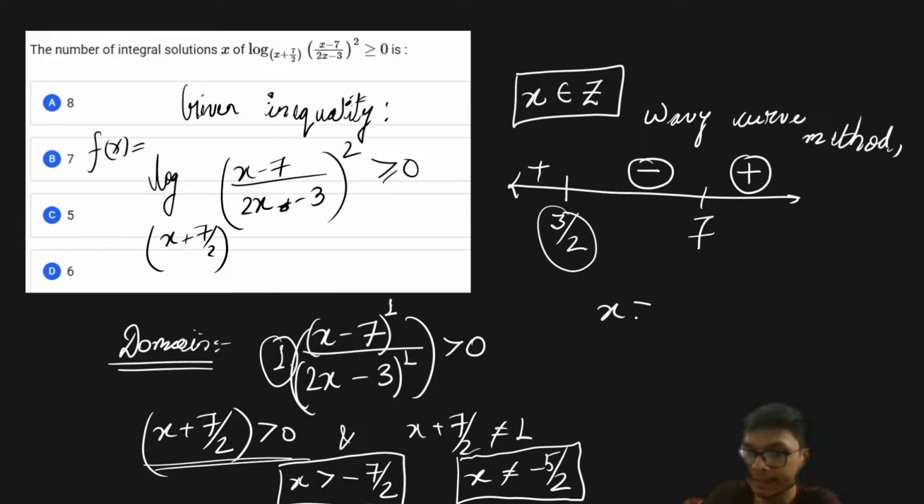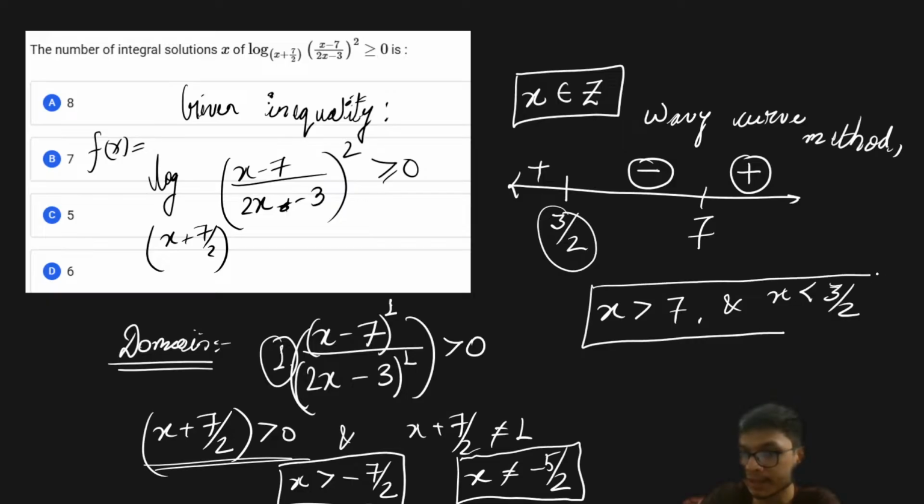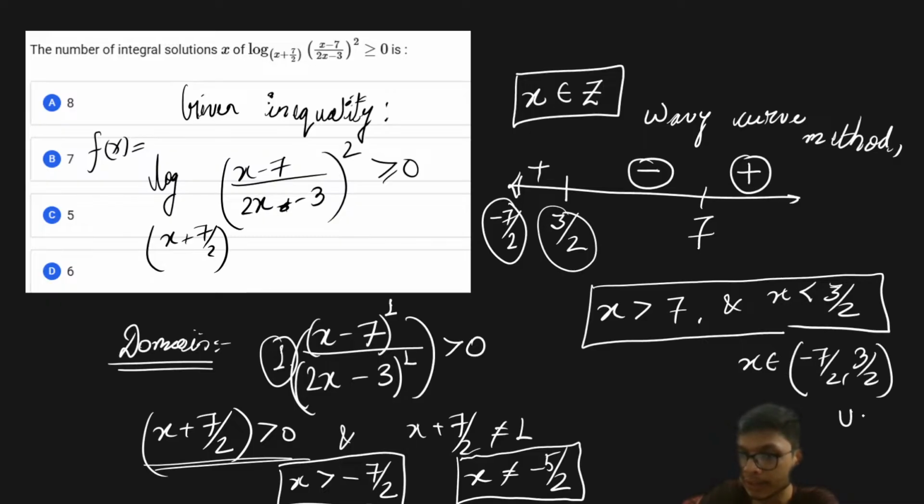So from here I'll get the inequality that x should be greater than 7 and x should be less than 3 by 2. So therefore your bound on x should be like this. And also you have found out that x should not be less than 7 by 2, so it should be greater than 7 by 2. So therefore you have a bound on x that is belonging between 7 by 2 comma 3 by 2, union 7 to infinity. This is what you will have as the domain of the solution x.